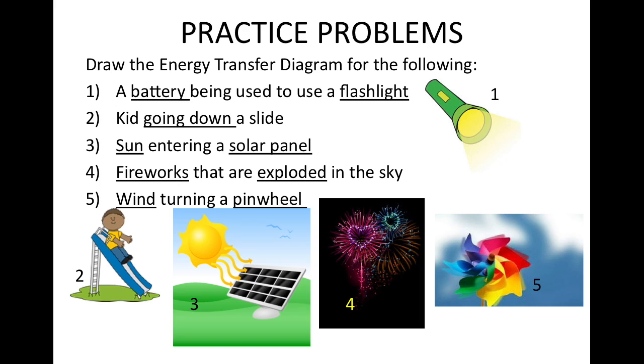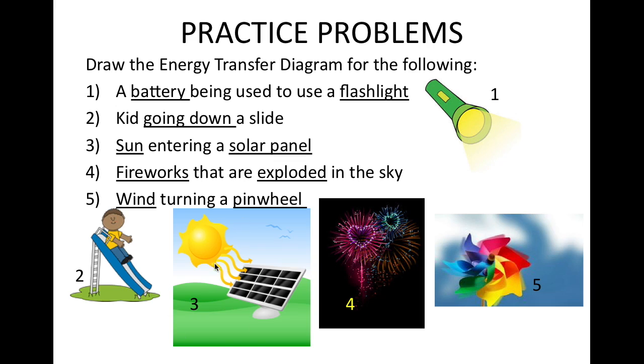All right, so we're at the end of the video. I have 5 practice problems for you to do. What I would like for you to do is to draw the energy transfer diagrams for the following 5 things. The first one is a battery being used to use a flashlight. So this is number 1. Number 2, a kid that is going down a slide. So he starts off at the top and goes all the way down.